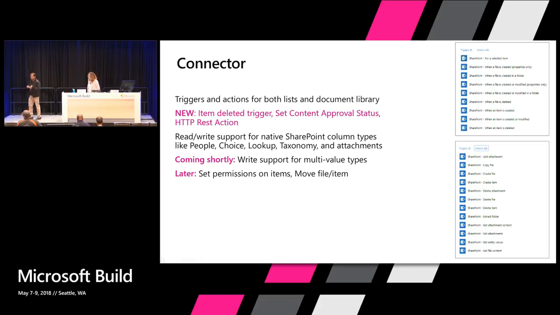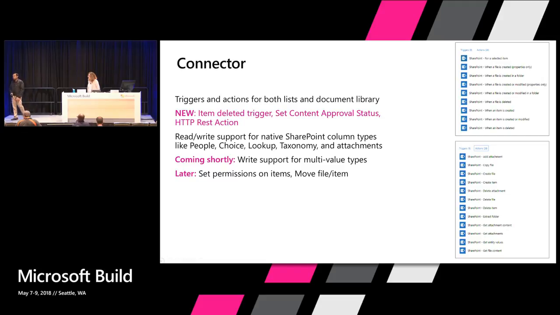In terms of triggers, we have triggers for a selected item. So you have the manual integration, just like in Excel. We have when a file is created, when a file is modified, when an item is created, when an item is modified. We're just introducing an item deleted trigger as well. On the action side, you can interact with files, you can interact with items, as well as attachments in terms of creating them, editing them, as well as deleting them.